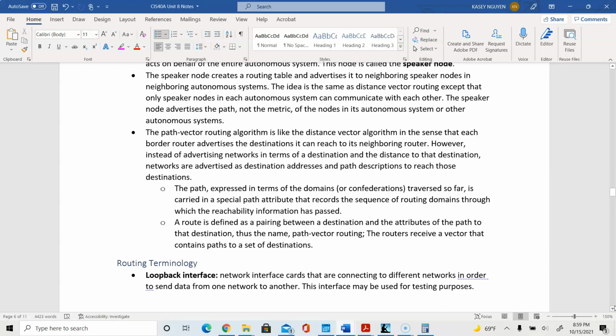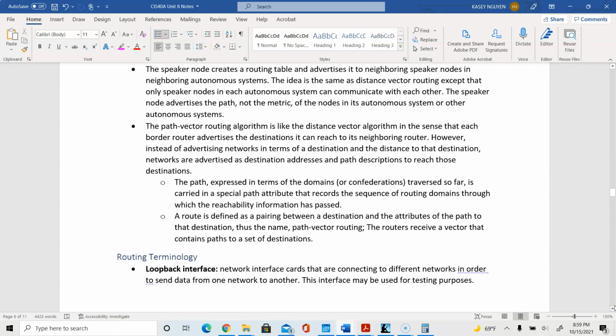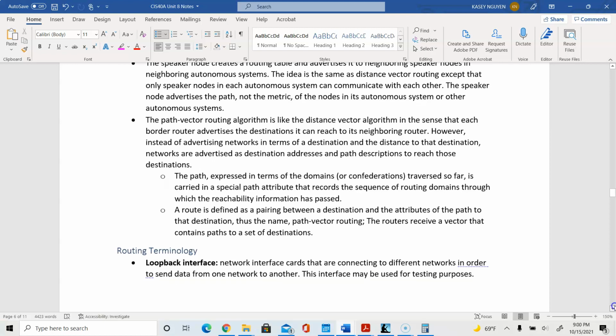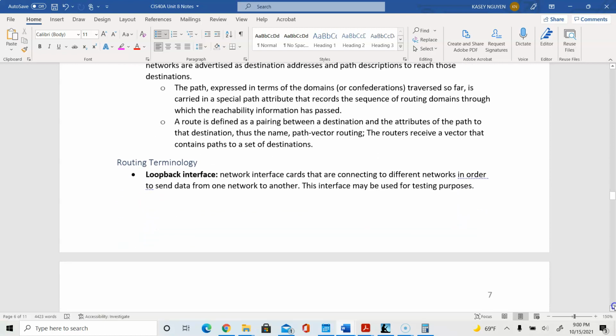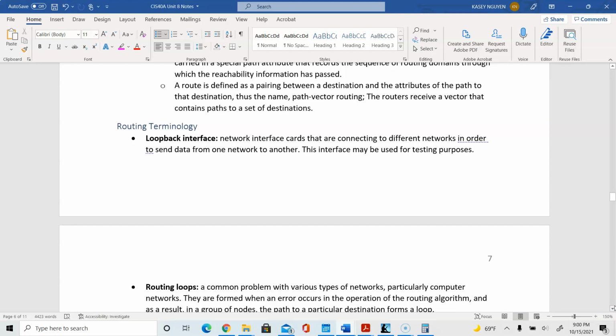So for CCNA, CCENT, and also networking, make sure that we know the difference in the algorithms for the routing. Some of the terminology that you need to be familiar with is first, the loopback interface. This is the network interface that is connecting to different networks to send data from one network to another, and it can be used for testing purposes.